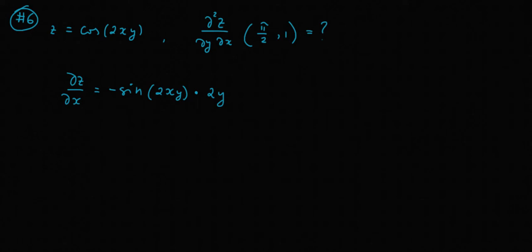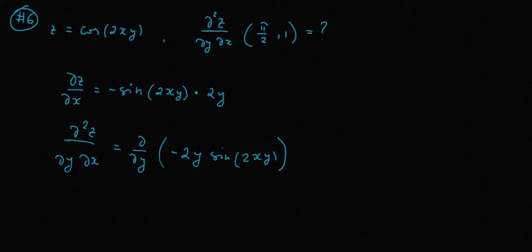Now, we need to differentiate this derivative of z with respect to x. We need to further differentiate it with respect to y. So the second derivative of z with respect to x first, and then with respect to y second, is the derivative with respect to y of the derivative of z with respect to x which we just found. It is equal to negative 2y times sine of 2xy.